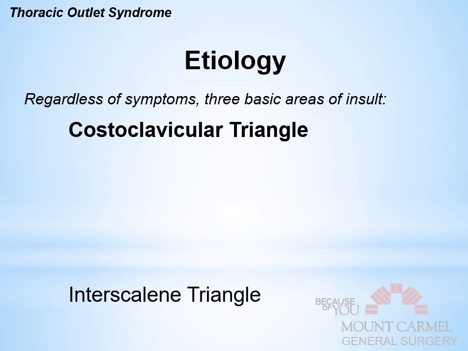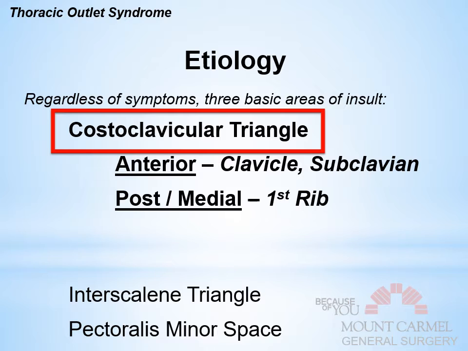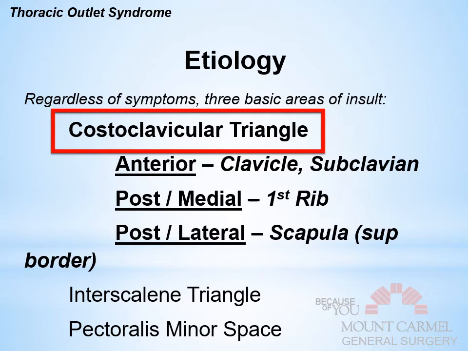Okay, so first the costoclavicular triangle. For each of these, we're going to talk about what it's called, how it's bordered, and what's in it. So just stick with the repetitive pattern here. The costoclavicular triangle is bordered anteriorly by the clavicle and the subclavian, posteromedially by the first rib, and posterolaterally by the scapula. The superior border of the scapula, to be particular.